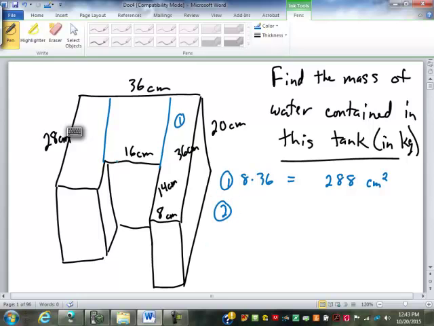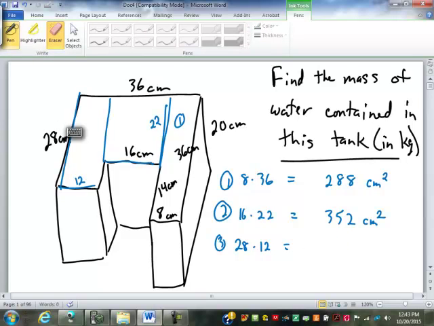Okay. This piece here is 16 by, what's this? 22? So what's that, 352? And this piece here is 28 by 12? 336, sorry. So 986 centimeters squared for the area of that base.